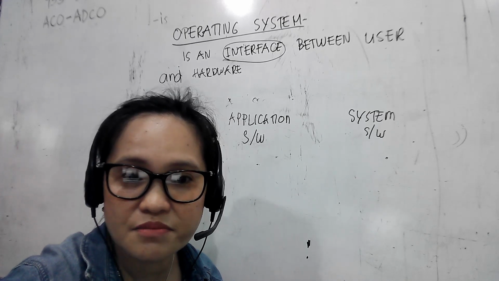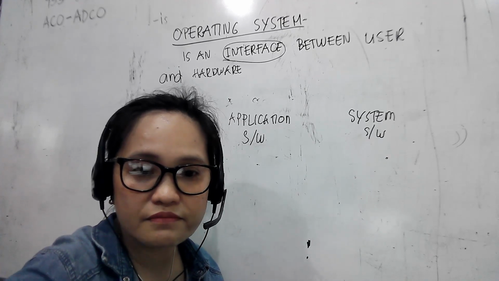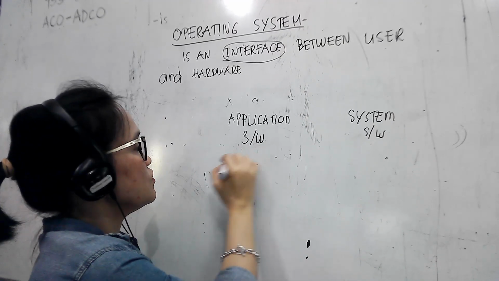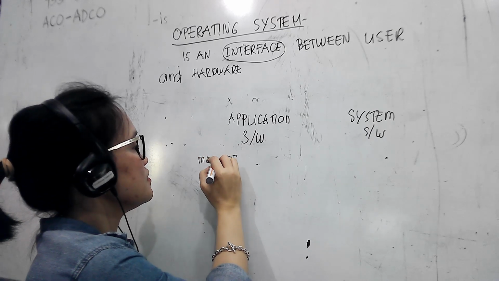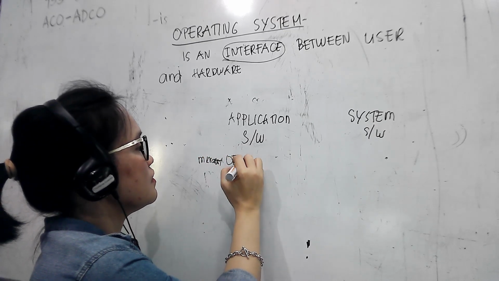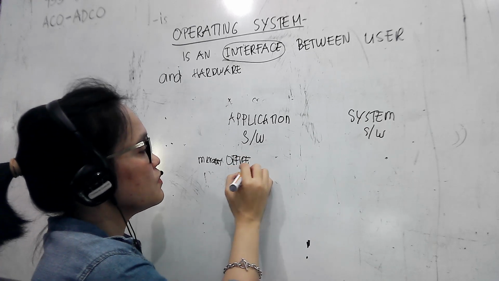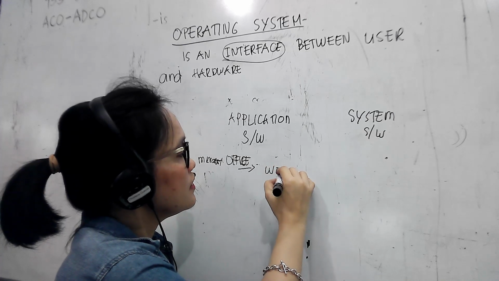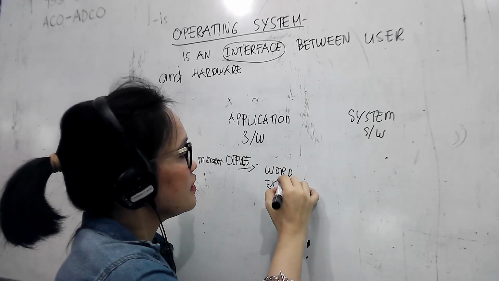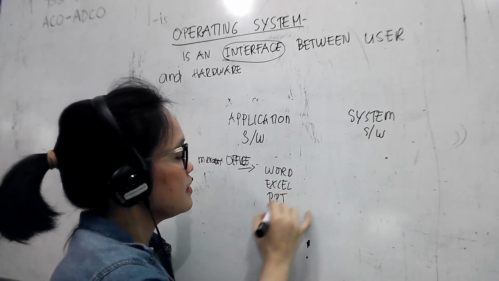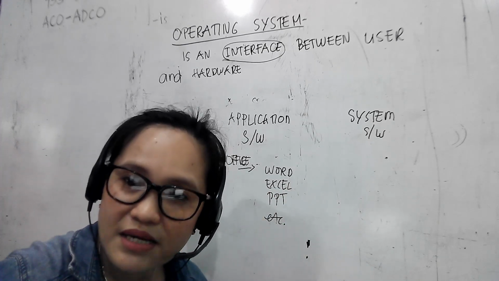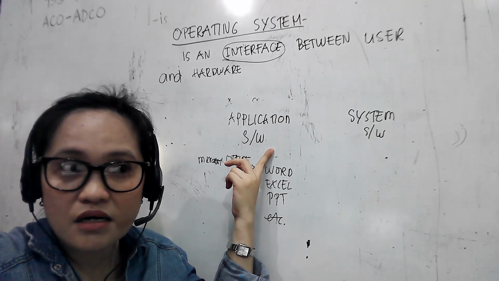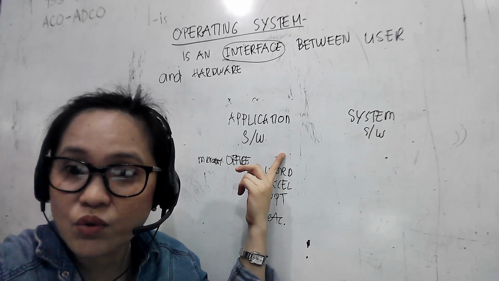Now, what are the examples of an application software? We have Office, or Microsoft Office. What are the contents of Microsoft Office? We have Word, Excel, PPT, etc. What does an application software do? It functions according to a specific task.